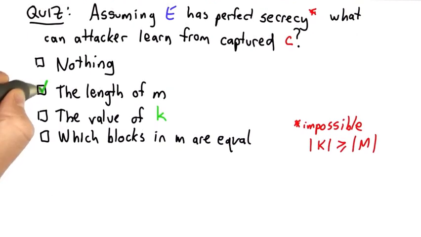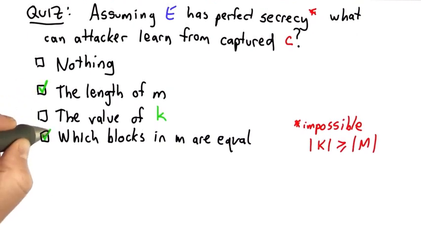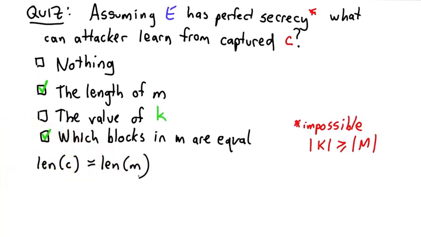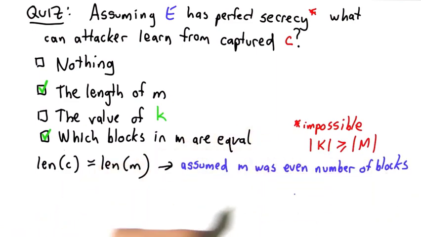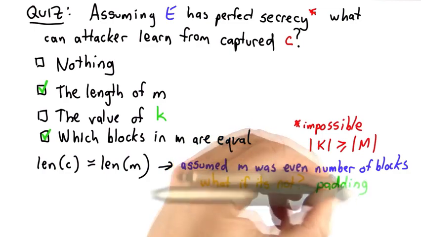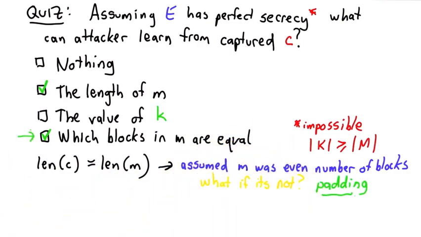The answer is the attacker can learn both the length of M and which blocks in the message are equal. The attacker learns the length because the length of the ciphertext is actually equal to the length of M. The output for our encryption function is the same length as its input, so we know that these lengths are equal. This assumed that the file contents M were an even number of blocks, since we're dividing M into blocks. If it's not, we'll have to do something about that, and we'll get to that soon, but the solution to that is to add padding. The other issue, which is a more serious one in this case, is the attacker learns which blocks in M are equal.